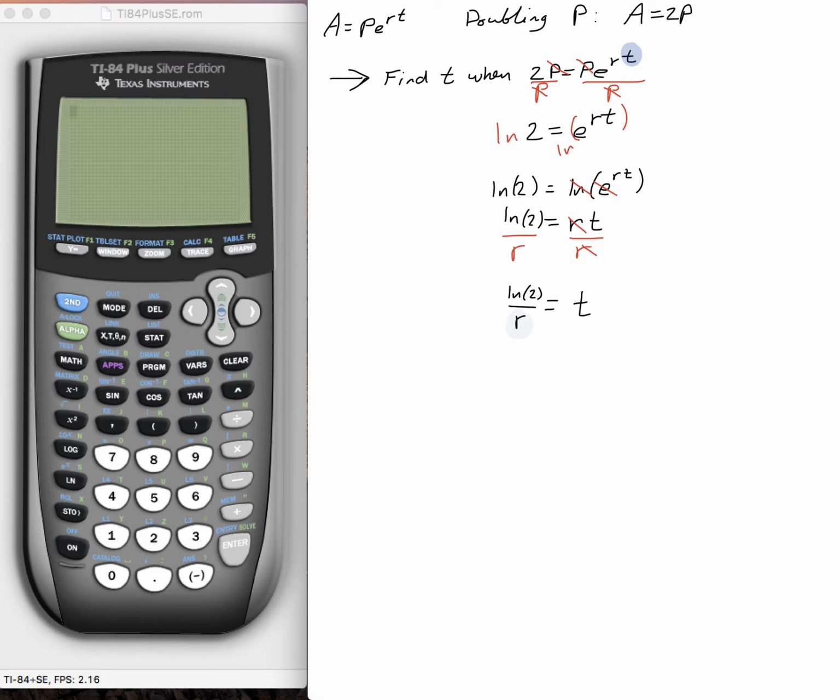And that kind of makes sense. This is a rational relationship between t and r, an inverse variation, if you will. As r gets larger, if r is very large, the amount of time will be small. The natural log of 2 is constant, so we're dividing by a large number and we'll get a small number. If the interest rate is very small, it will take longer for our investment to double, and that intuitively makes sense, right?